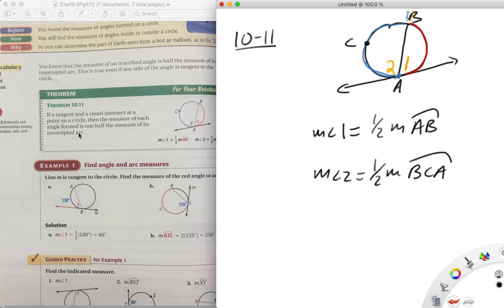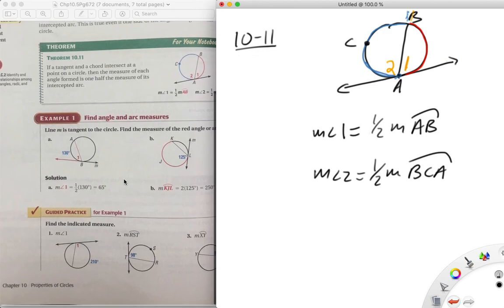Okay. So the theorem says if a tangent and a chord intersect at a point on the circle, here's a chord, here's a tangent, they intersect on a circle, then the measure of each angle formed is 1/2 the measure of its intercepted arc. Okay, so we have 3 examples of that.